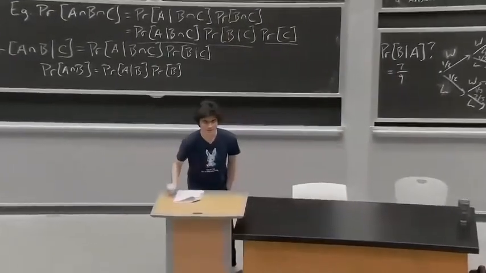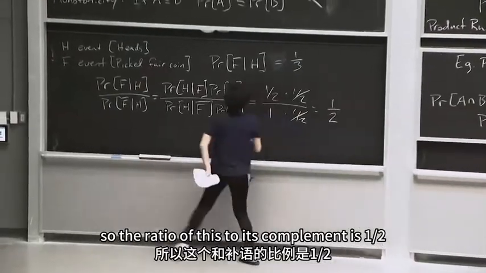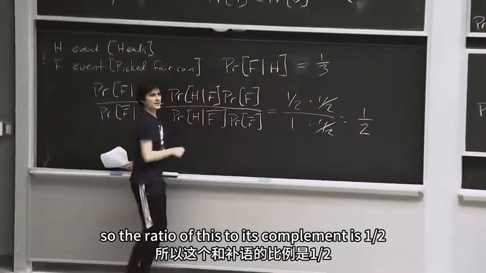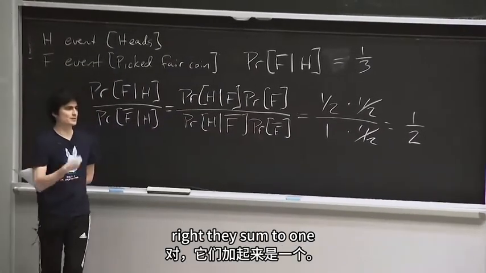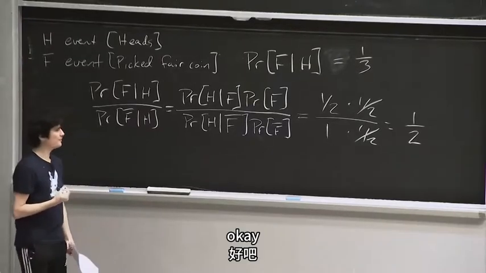Question: how did we get a third? So the ratio of this to its complement is 1/2. They sum to 1, so they're 1/3 and 2/3.